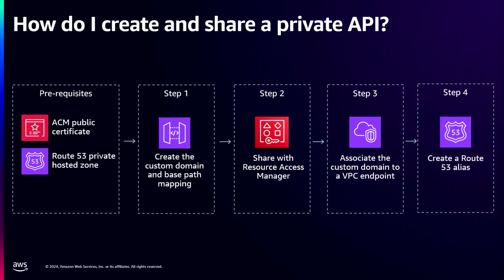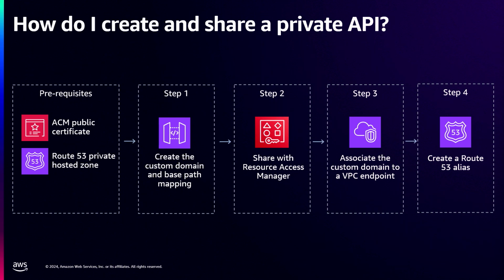Getting started with private custom domains is fairly straightforward. There are a couple of prerequisites, and feel free to take a picture of this if you want to. As an application owner, you will need an SSL or TLS certificate, and a Route 53 hosted zone. Typically, those certificates are managed by ACM. On API Gateway, you create the custom domain and create a base mapping for that domain.